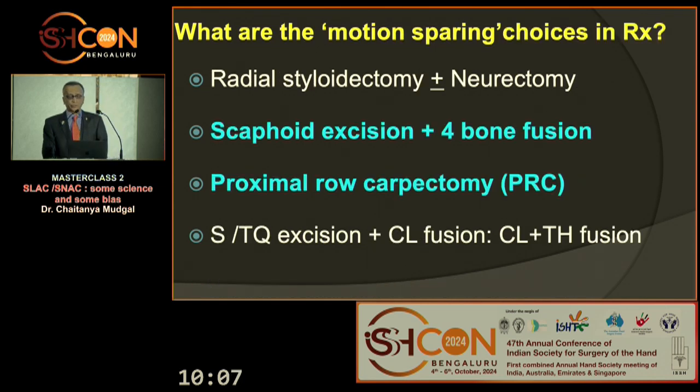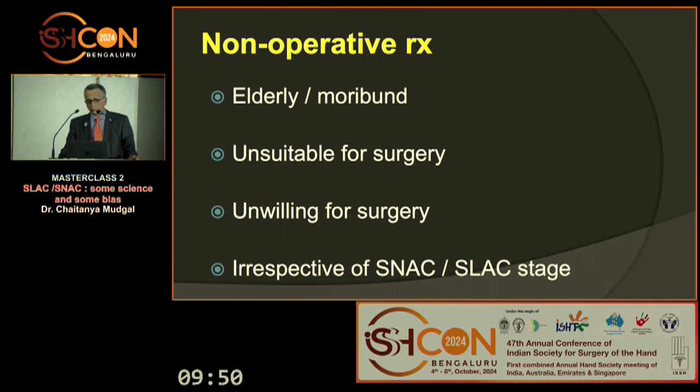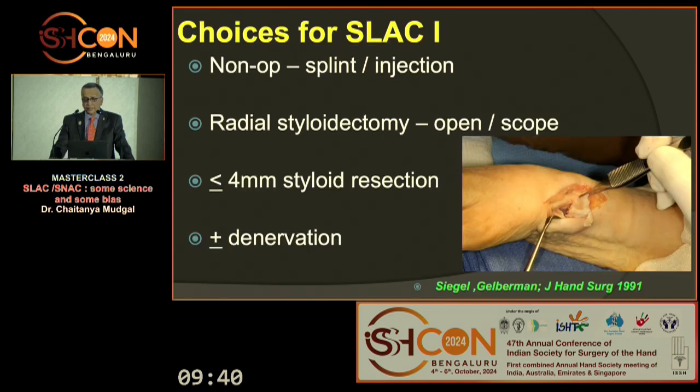So what are the motion sparing choices? You have the styloidectomy with or without neurectomy of the AIN and PIN, scaphoid excision 4-corner or 4-bone fusion, and a PRC. And the new kids on the block, where you do lesser or limited amounts of fusions with either a 2-bone or a 3-bone. The non-operative treatment is largely reserved for the elderly or the moribund who are unsuitable or unwilling for surgery, and it really is irrespective of the SNAC and SLAC stage.